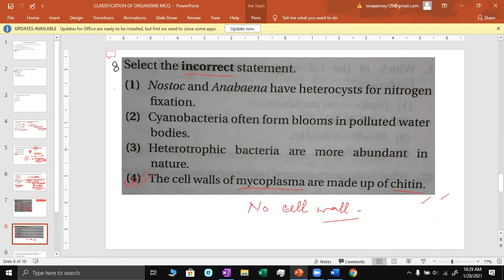Nostoc and Anabaena have a heterocyst, a special type of cell. If this is the nostoc, in between they have a special type of cell. This is large, having a little bit of thick wall. This cell has enzymes for the conversion of nitrogen. Nitrogenase enzyme is there, and this special cell is the heterocyst, specialized for nitrogen fixation. Nostoc and Anabaena are blue-green algae, or cyanobacteria.